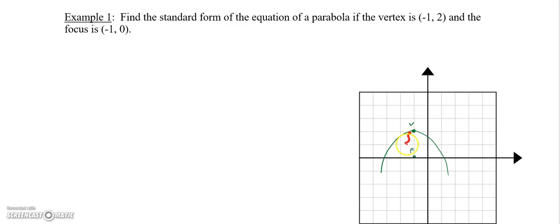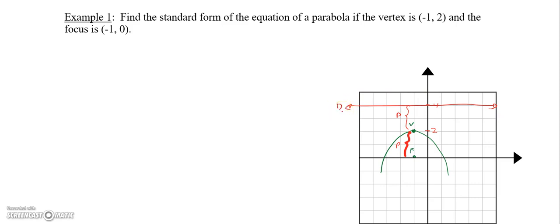Additionally, I know that this is p units, so I know that it is also p units up to the directrix. So if this was at 2, then I know I'm going to go an additional 2 units up to 4 for my directrix, because I know that that's also p units. So I know I have my directrix right here.